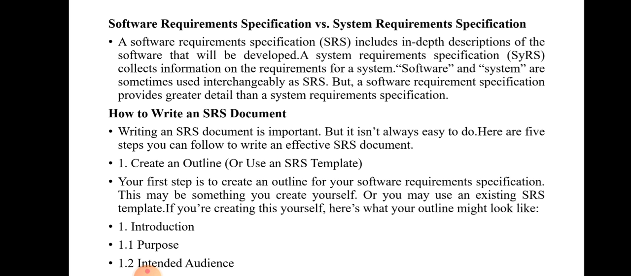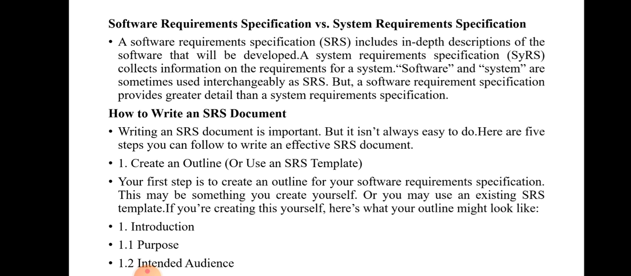So what is the difference between software requirement specification and system requirement specification? Software requirement specification includes an in-depth description of the particular software which has to be developed. System requirement specification is used to collect the information on the requirements of the particular system. So they may vary in terms of software and system.